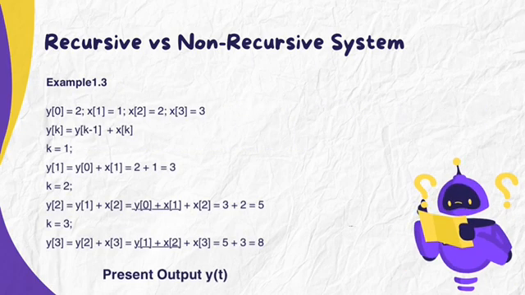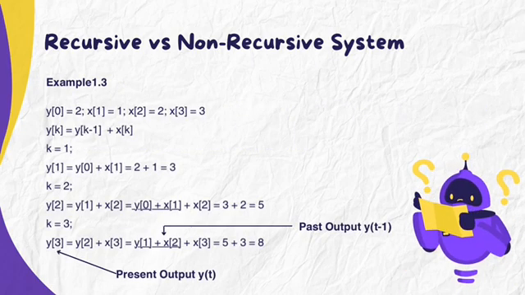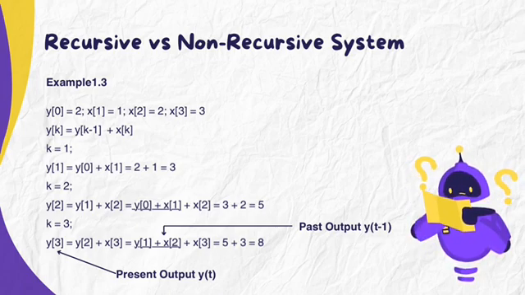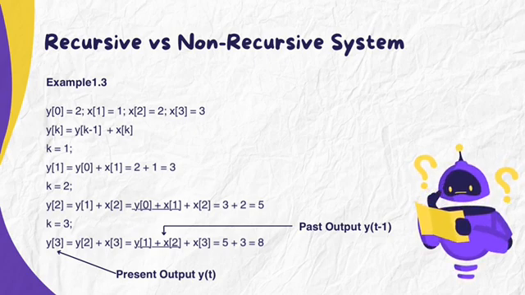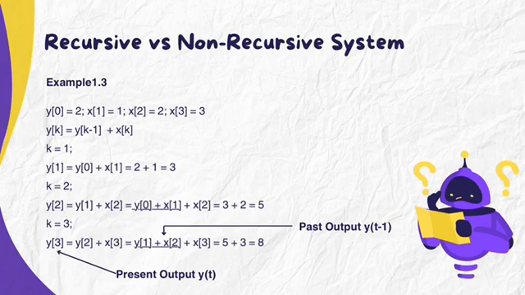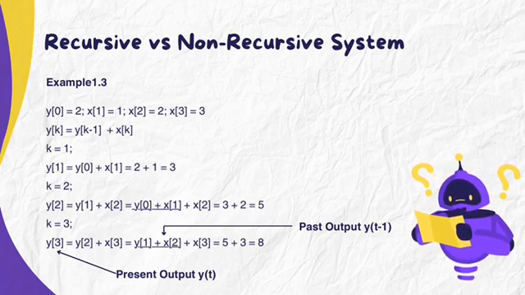The given equation is y[k] = y[k-1] + x[k], which means the output at index k depends on the previous output value y[k-1] and the current input x[k]. If the discrete time system is set to k = 1, 2, or 3, we can observe that the present output y[k] is calculated using the past output y[k-1]. For example below.